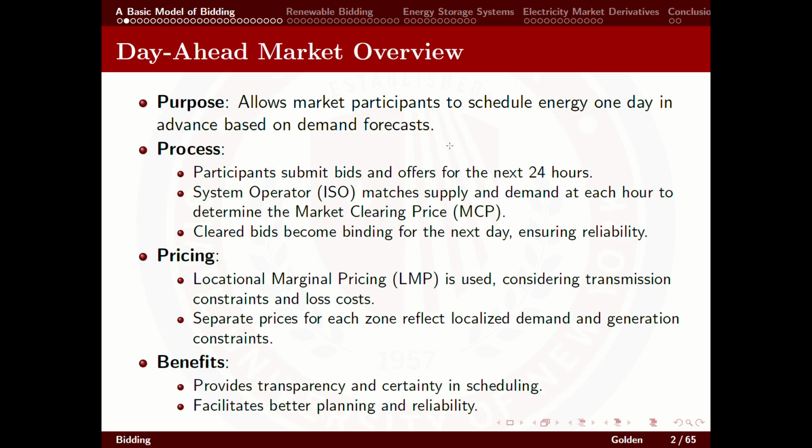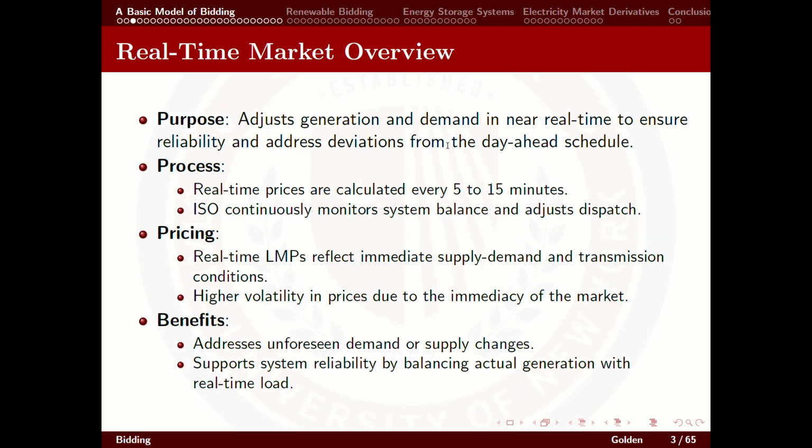Locational marginal price is used to consider transmission constraints and the cost of loss, and then separate prices for each zone represent localized demand and generation constraints. Really, though some ISOs mainly release prices at the zone level, they're always provided at the bus level. There's a different price at each substation. So these provide transparency and certainty in scheduling and facilitate better planning and reliability.